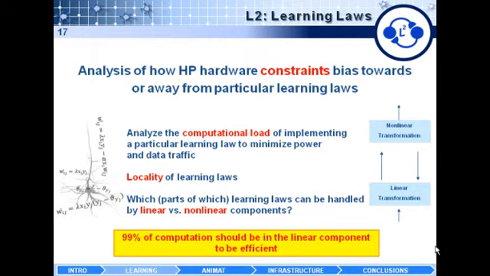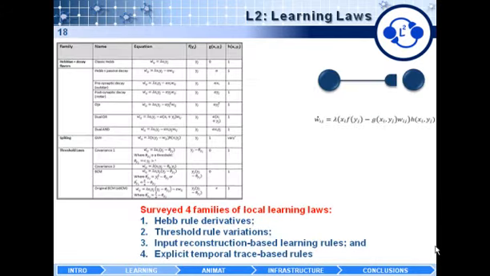Importantly, in order for the learning laws to exploit the hardware to its fullest extent, 99% of the computation, or the majority of it, has to be performed in the memristive engine, or the linear transformation. So this is an example of a list of the learning laws we are currently looking at. This is a partial list. We'll be looking at Hebb rule derivatives, or more biologically inspired rules, threshold rule variations, input reconstruction rule variations, and temporal difference. These are the main macro classes that we are currently looking at.